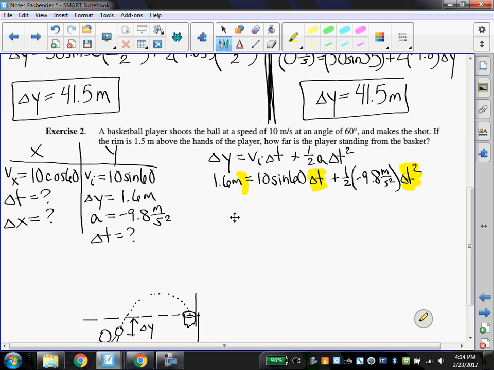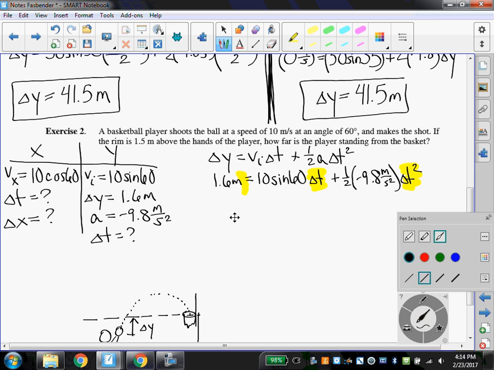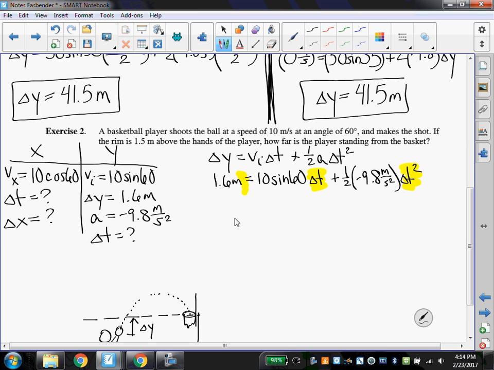So let's rewrite this equation a little bit so that it looks more like a quadratic equation. We're going to subtract this 1.6 to the other side, and we're going to write 0 equals negative 4.9 delta t squared plus 10 sine of 60 times delta t minus 1.6. And that is the ABC form of a quadratic equation that we are very used to.